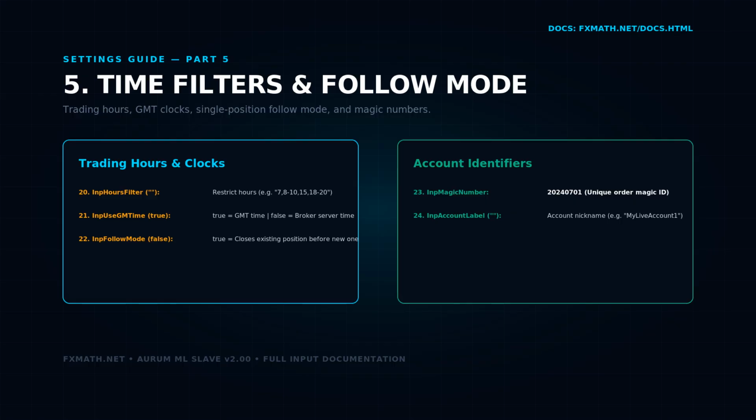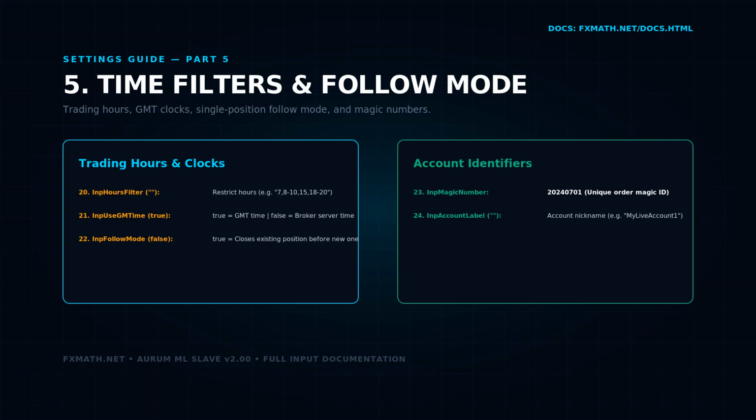Setting 20 is InpHoursFilter. Leaving it blank copies trades 24 hours a day, or you can enter ranges like 7, 8 to 10, or 15 to restrict trading to liquidity sessions. Setting 21 is InpUseGMT, which ensures hours use GMT time regardless of broker time zones.